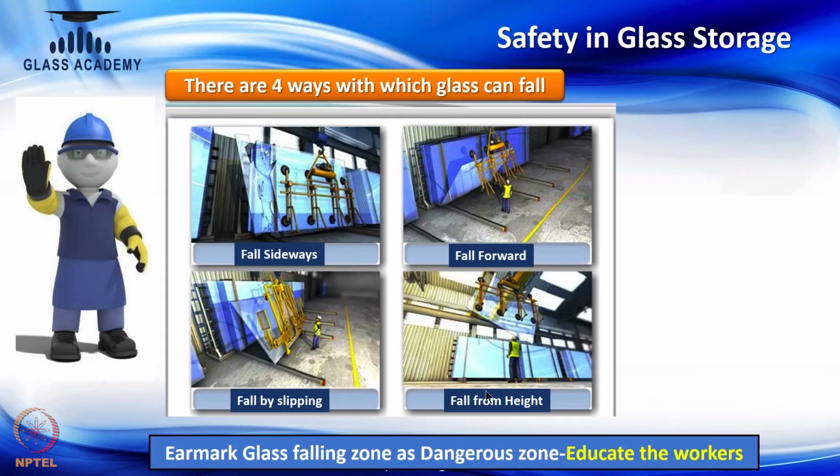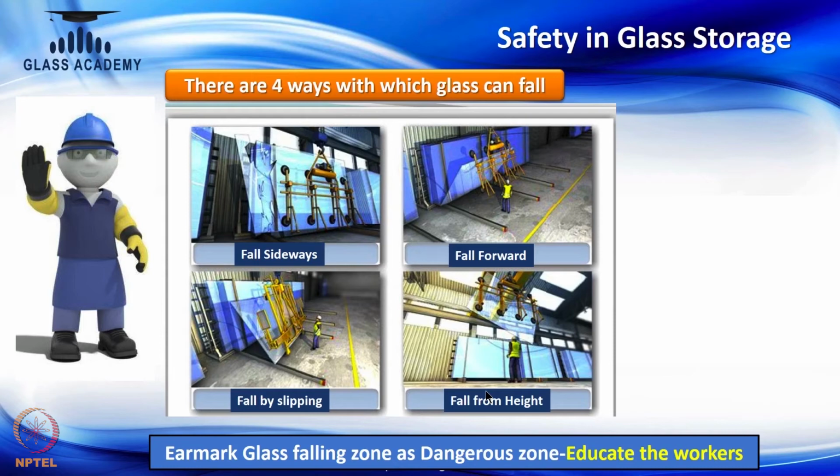So in the first picture, what you can see is a fall sideways. In another picture, you can see the person, how he is standing, and the glass can fall onto him. So that is a fall forward, and he is very much in the glass falling zone. And there is something called a fall by slipping. Glass just slips and then falls.